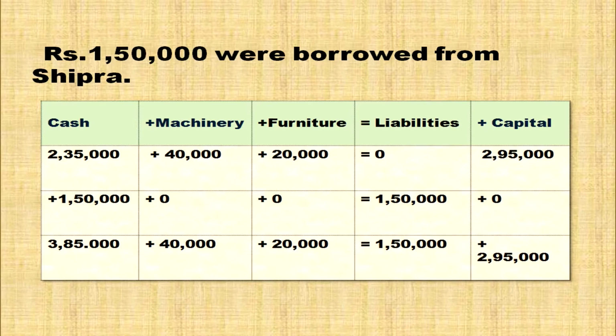And in the cash column, total will come to earlier equation 2,35,000 plus 1,50,000. So total will come to 3,85,000. And in the asset side, when we are totaling, 3,85,000 plus 40,000 plus 20,000 will be on the asset side. And on the liability side, liability has increased by 1,50,000 and capital earlier it was 2,95,000, no change. So 2,95,000 plus 1,50,000.